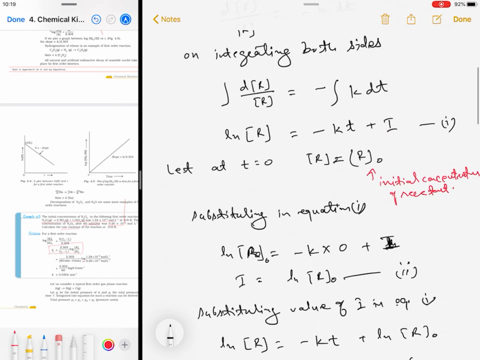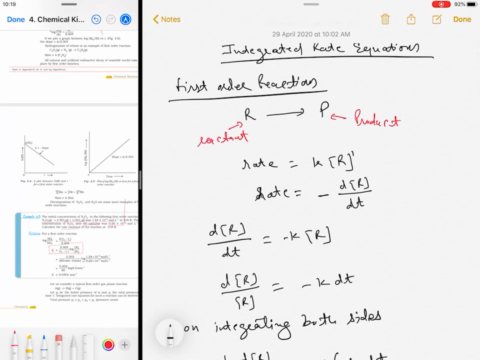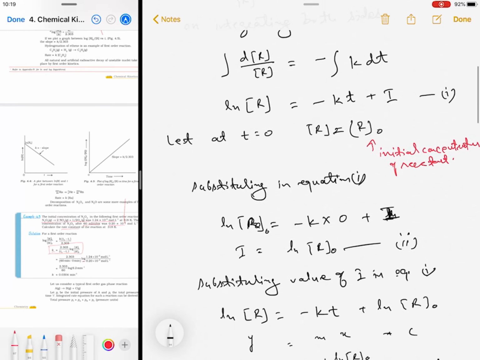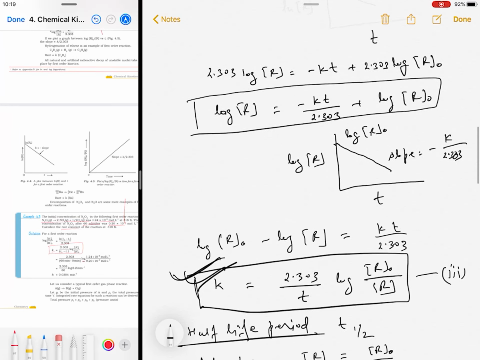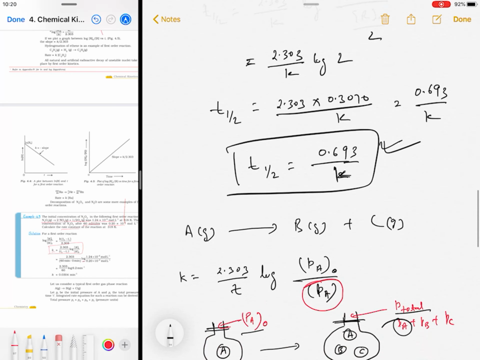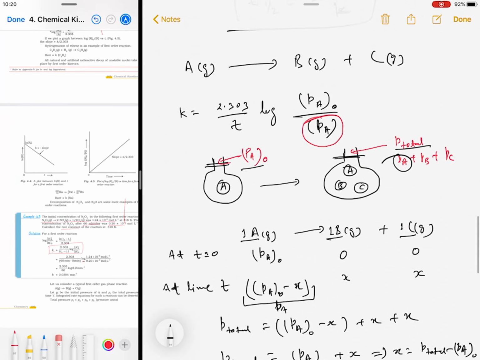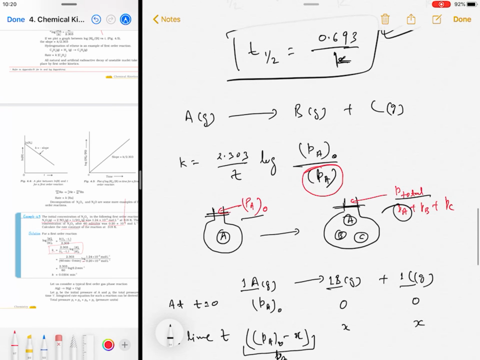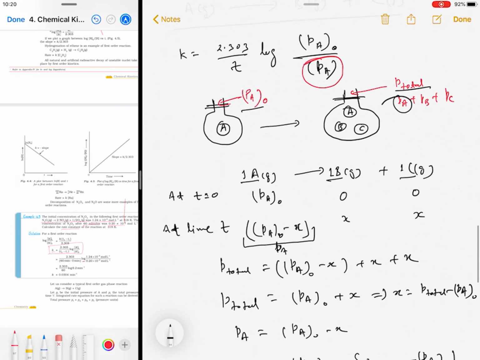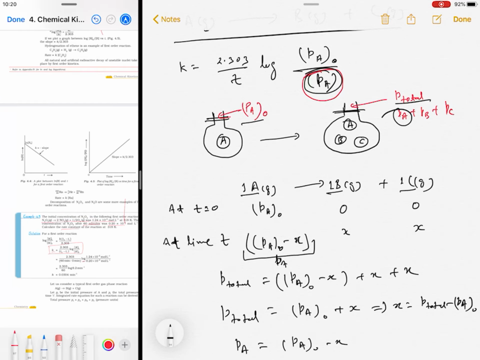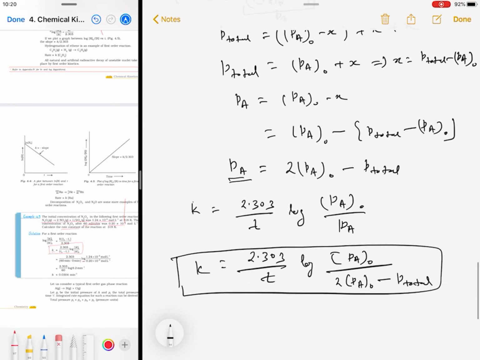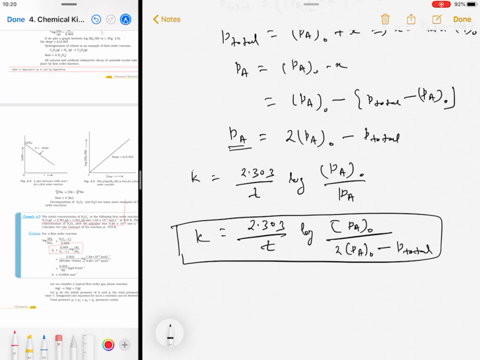So in today's discussion, we have studied the derivation of the integrated rate equation for first order. Then we derived the half-life period for first order reaction, and we saw that it is independent of initial concentration. And then the integrated rate equation for first order reaction in gaseous phase. Here we have to find the final pressure of reactant by a theoretical method, and it will depend on the stoichiometry in the reaction. So tomorrow we will practice some numericals.